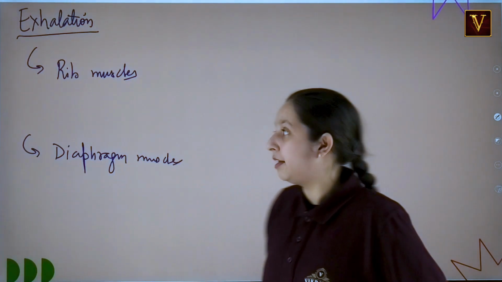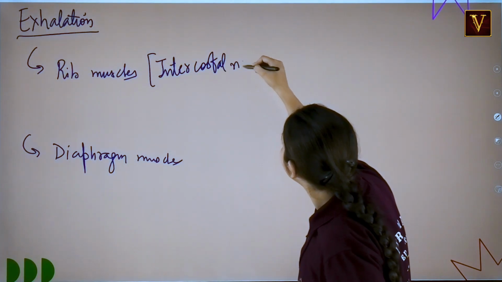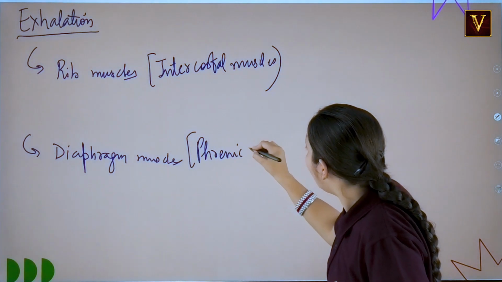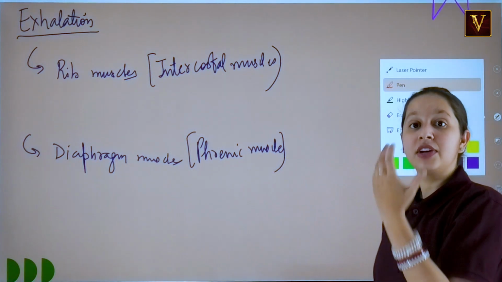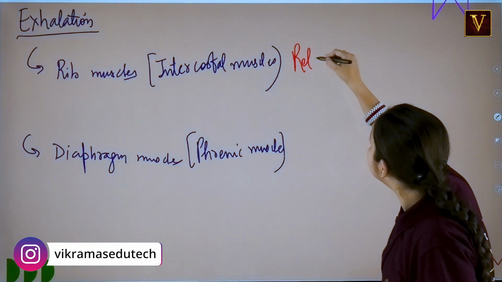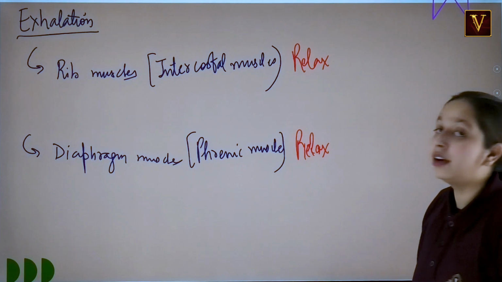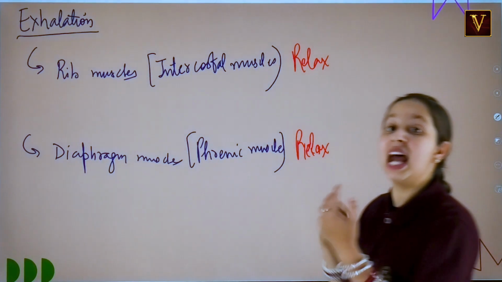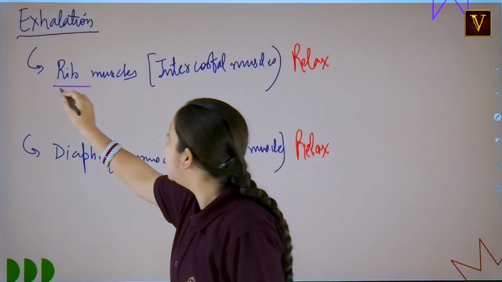Now what happens here? What are the rib muscles? You can write intercostal muscles. And what are the diaphragm muscles? Phrenic muscles. Now what exactly happens here is, there the ribs and the diaphragm muscles were contracting. Here the ribs and the diaphragm muscles are relaxing. They are showing relaxation. Now, when the rib or diaphragm muscles are relaxing, what is happening to the ribs after the muscle relaxation?